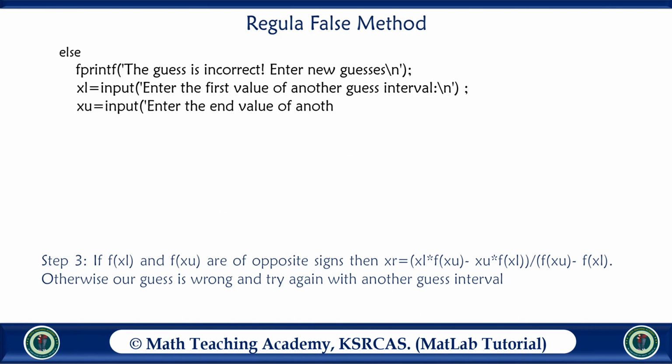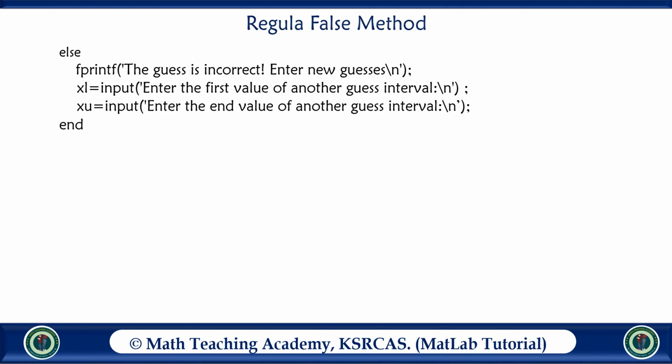And then xu is equal to input, enter the end value of another guess interval \n. This command will display the text, enter the end value of another guess interval, on the screen, and wait for the user to enter another value. After the user has entered the value, that entered value will be stored in the variable named xu, and then end.